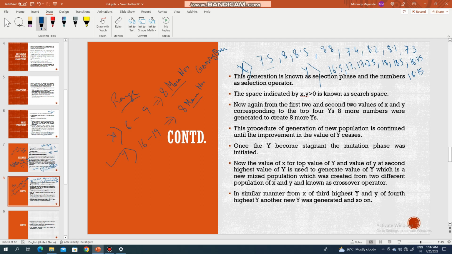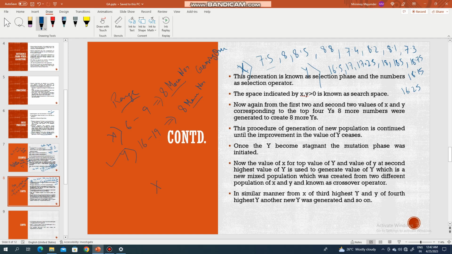So these 1, 2, 3, 4, 5, 6, 7, 7, I think one more number is required, so let it be 16.25. So 8 unique numbers. Now the same thing you will do, take the top 4. Okay, so here what will be the top 4?